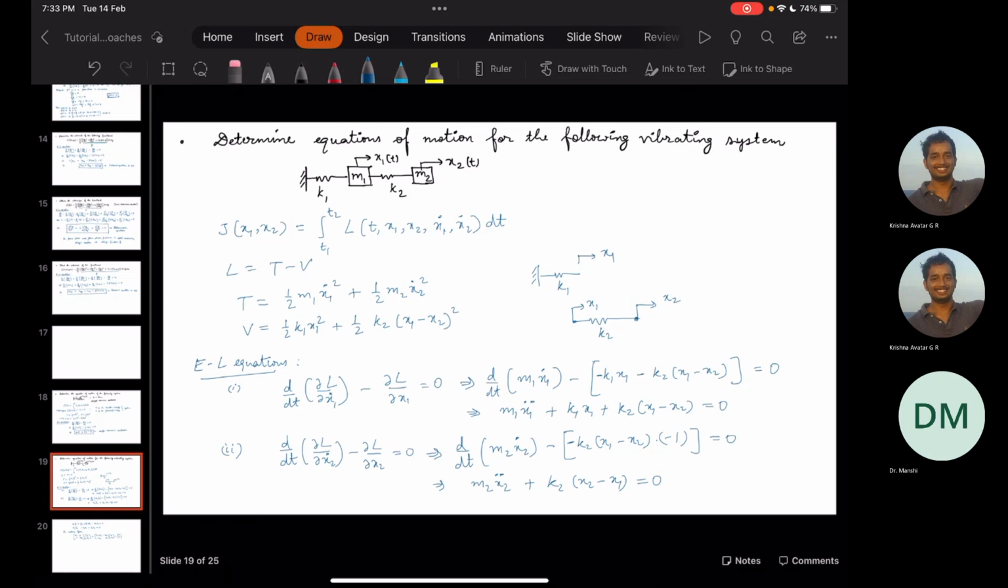And since our masses m1 and m2 are both constant, in the differentiation operator we can always bring them out. So this implies that we have m1 ẍ1 plus k1 x1 plus k2 (x1 minus x2) is equal to 0. And likewise for the second expression, we have d by dt of ∂L/∂ẋ2 minus ∂L/∂x2 is equal to 0.